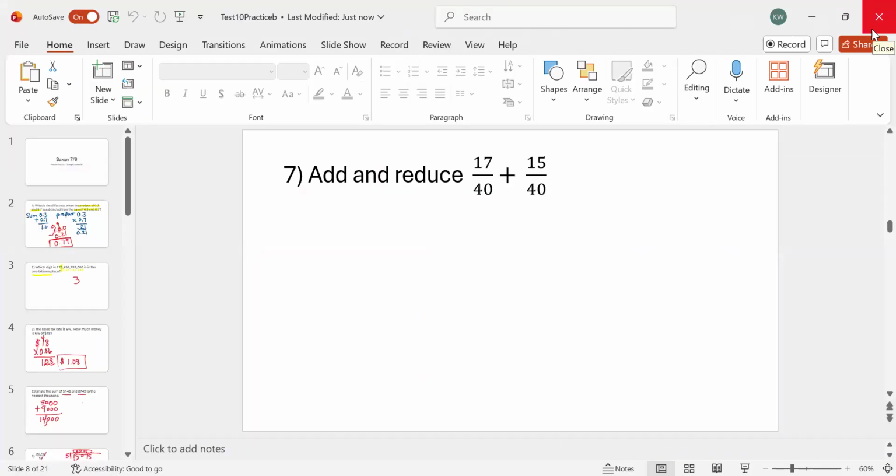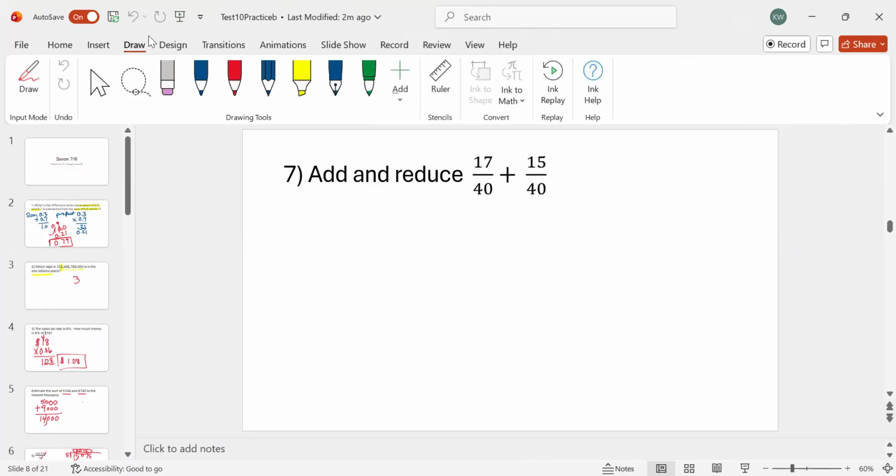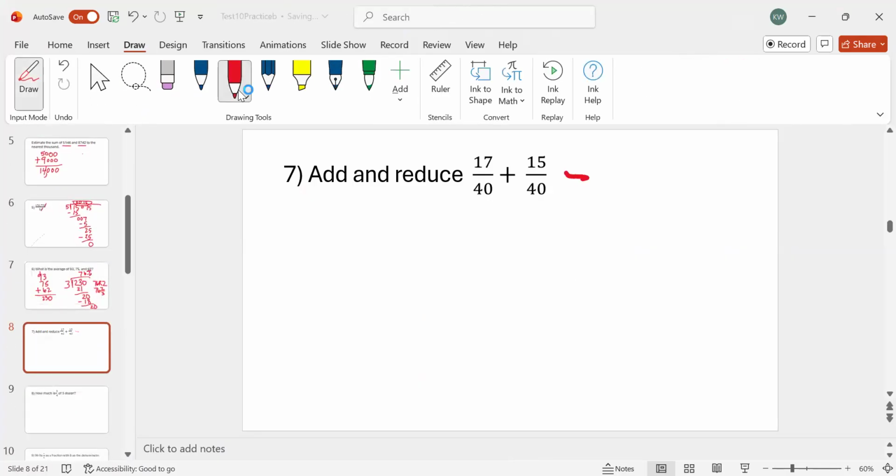Hopefully you see that. Okay, so we're adding and reducing 17 divided by 40 plus 15 divided by 40. So let's add them together. Right now, they have the same denominator, which is fantastic, which means we can just add the numerators. So I'm just going to go ahead and do that right on up here. All right, so if we know that it's going to have 40 on the bottom, 17 plus 15, I can do that over here to the side.